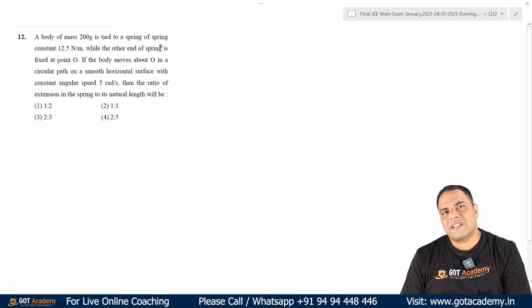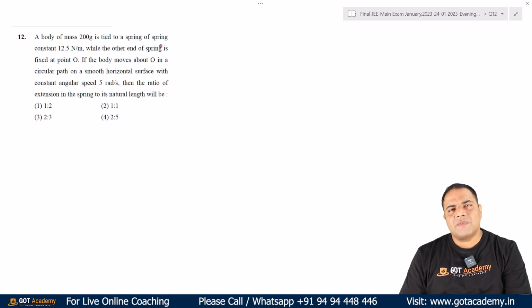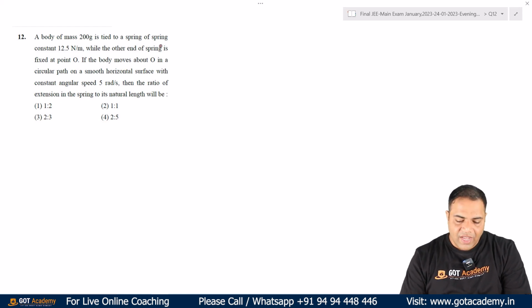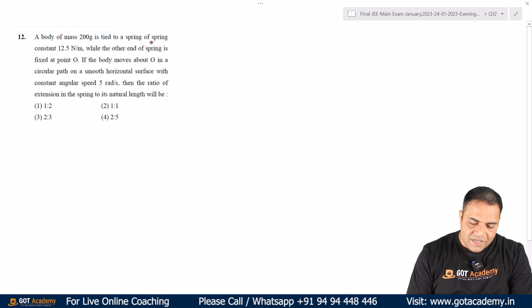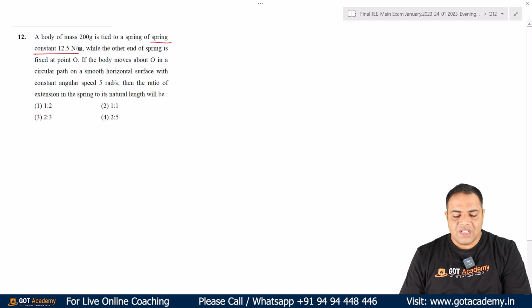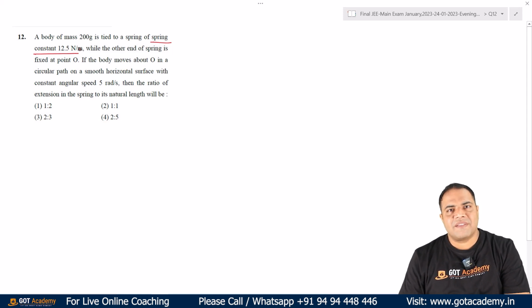So spring, the name spring, you could observe in chapter, which chapters you could observe? Can you please tell me? In work power energy, in oscillations, there you could observe the spring or spring constant. Okay. So here spring constant is mentioned. So what is the spring constant? Given by the symbol K.